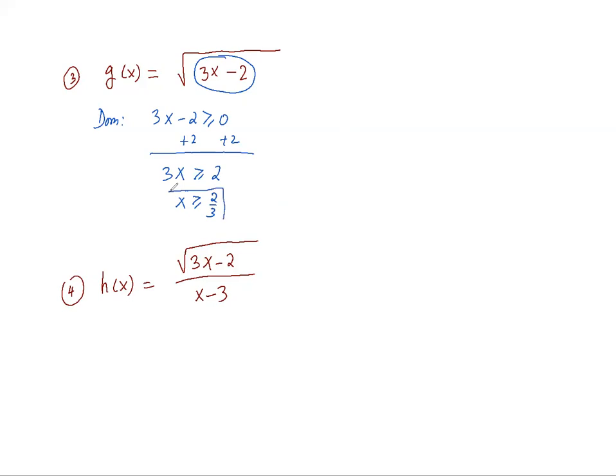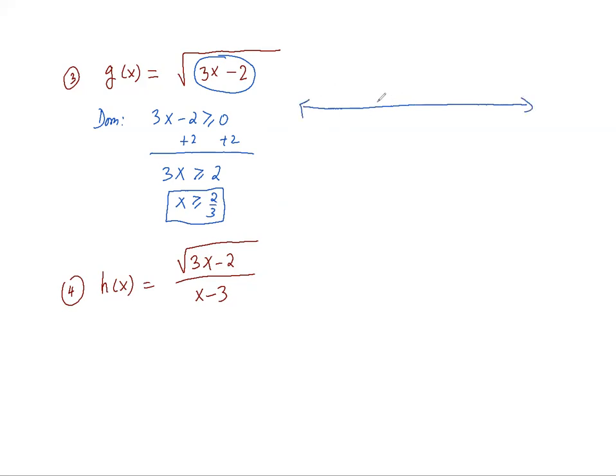And this describes the domain of this function. It means the domain of this function is the set of all real numbers greater than or equal to 2/3. Now we can write this using interval notation. So we're going to put that onto the number line.